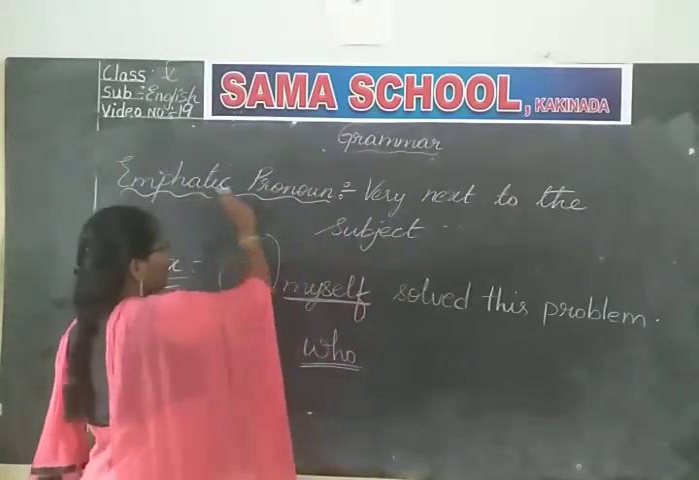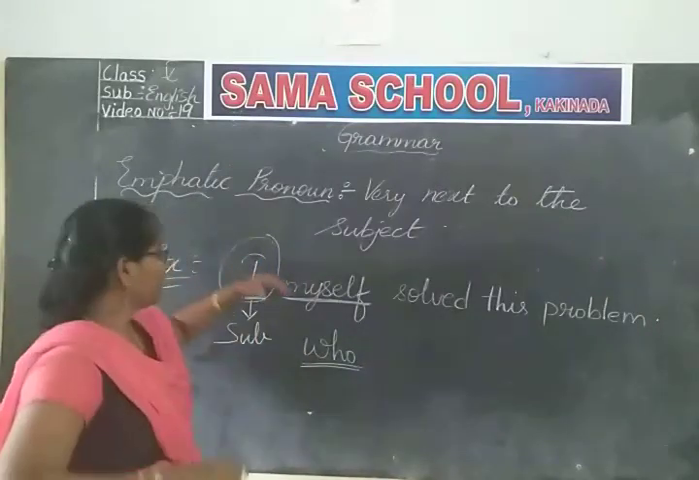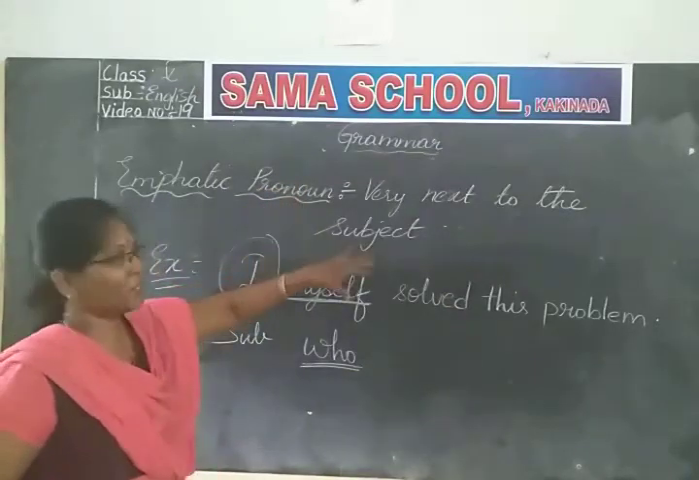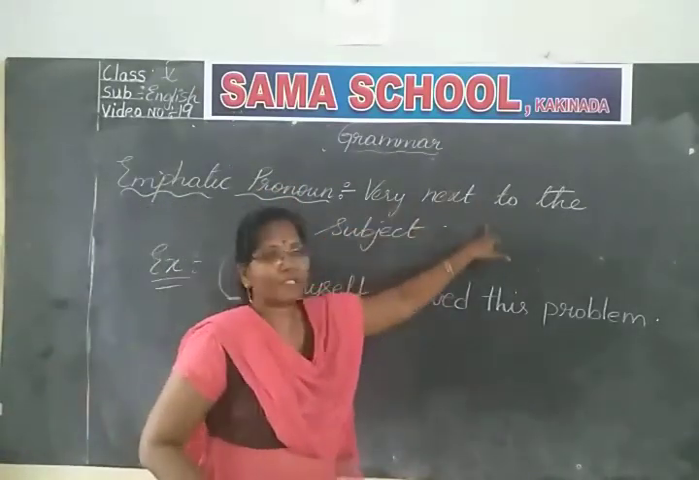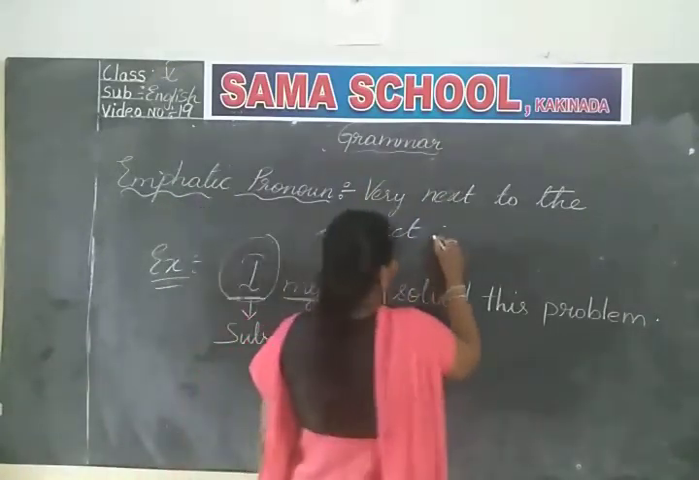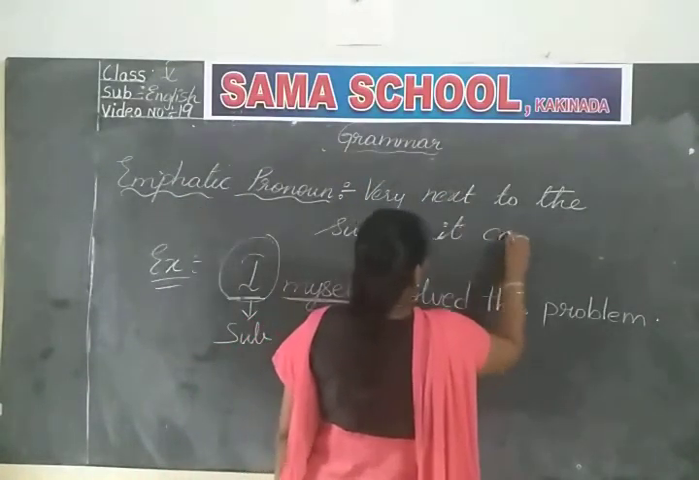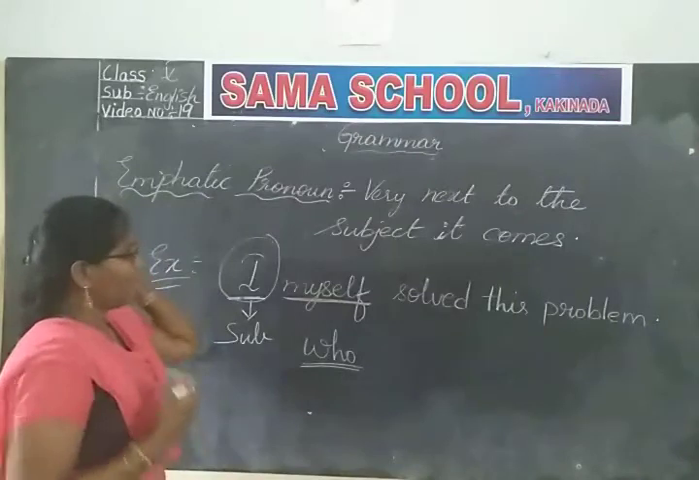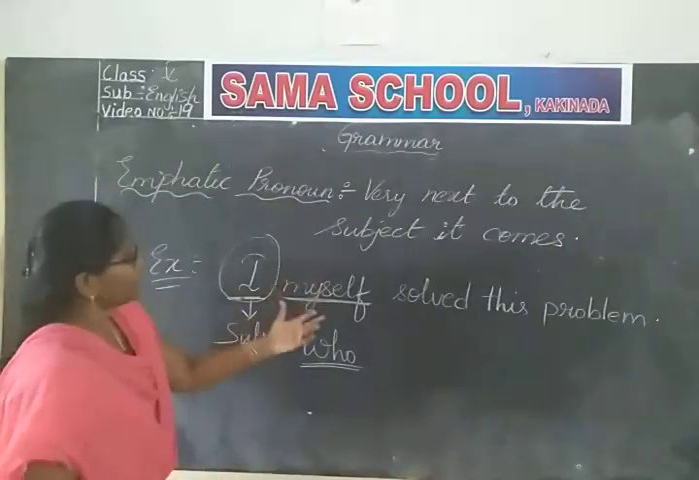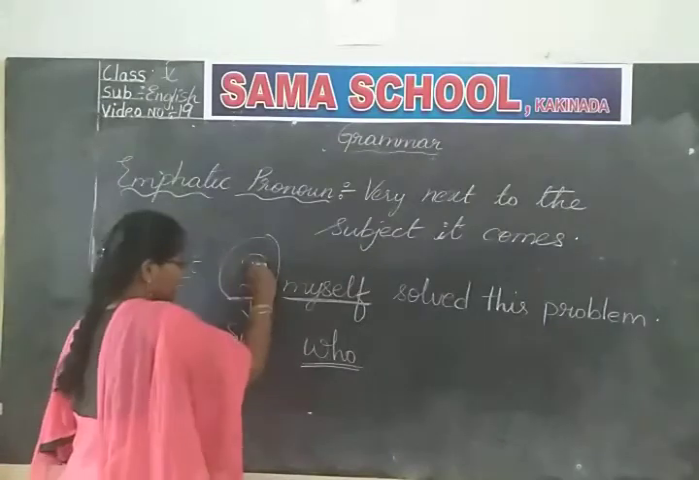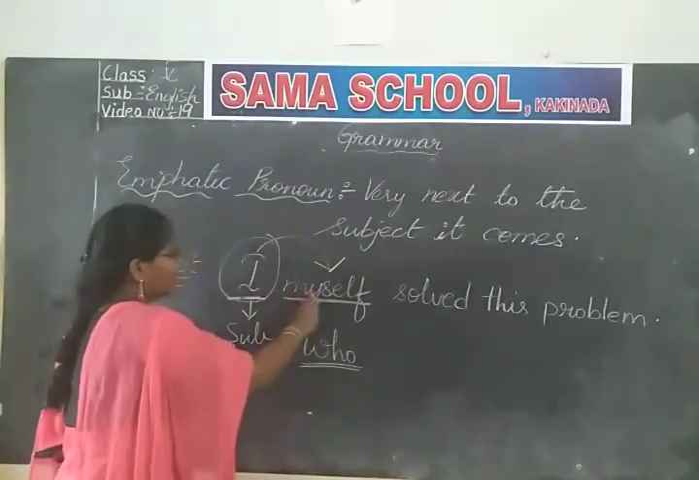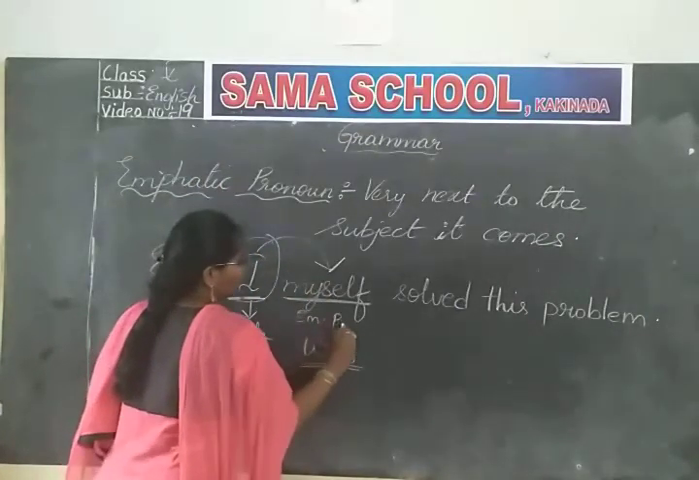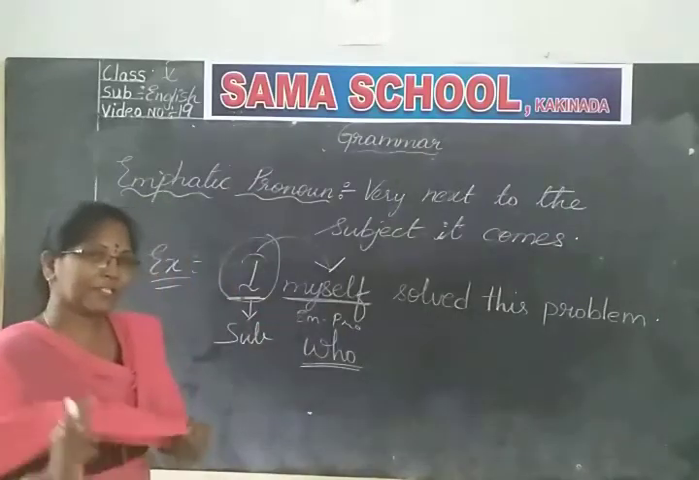I have given the emphatic pronoun's clear definition in the previous video. But now I have given a short and simple definition, that is, very next to the subject it will come. It is a very short and simple method to remember it, to fix it in your brain. Okay children, very next to the subject it comes, meaning here this is the subject, and very next we got this pronoun, so it is called an emphatic pronoun. Is it clear, children?